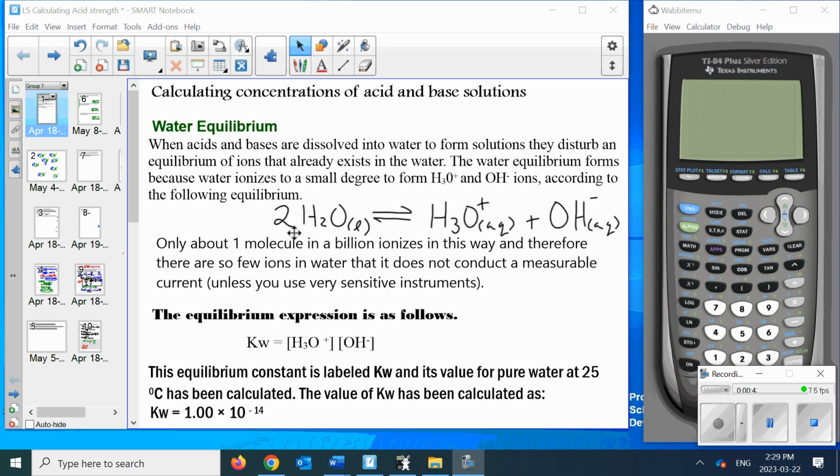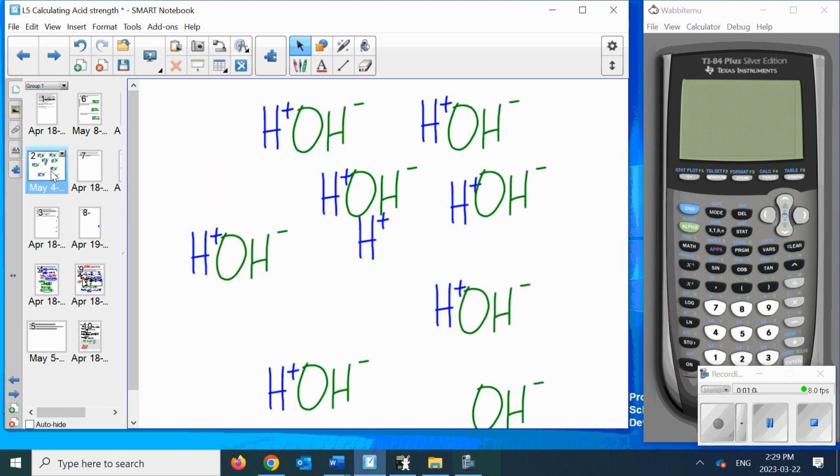Just look at this equation here. Two waters, one acts as an acid, one acts as a base, one donates an H plus. So you get an H3O plus forming and hydroxide. This happens very little, about 1 in a billion. But it does happen, though not to any great extent. You can't conduct electricity in water.